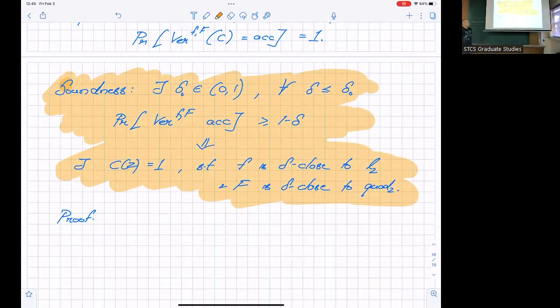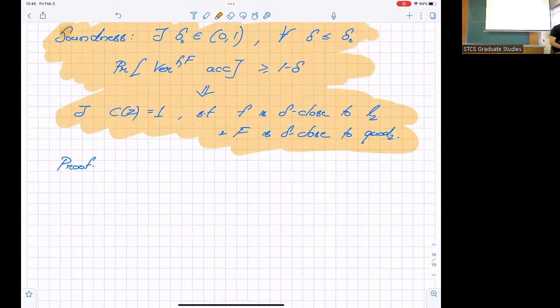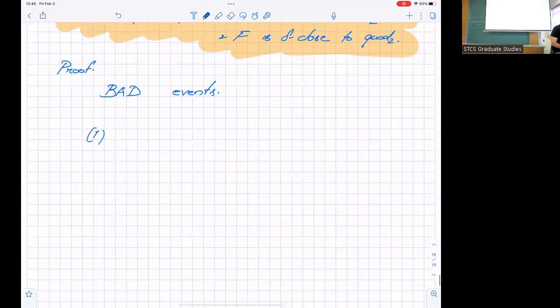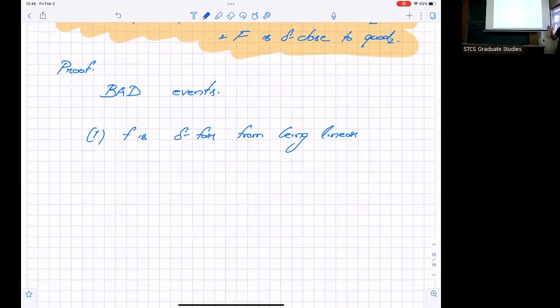The proof should be evident from now. So let's write down the various possible bad events again. F is delta far from being linear. That could be the case, that f is already delta far from being a linear function.